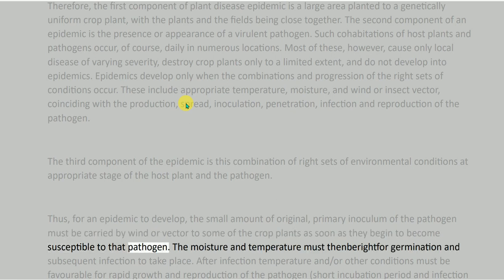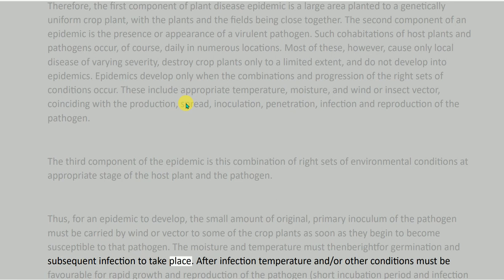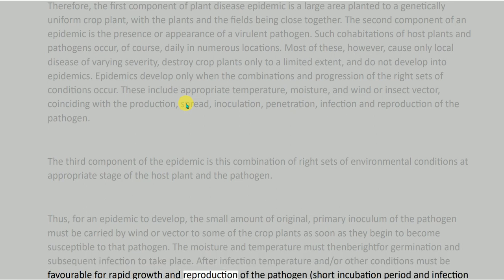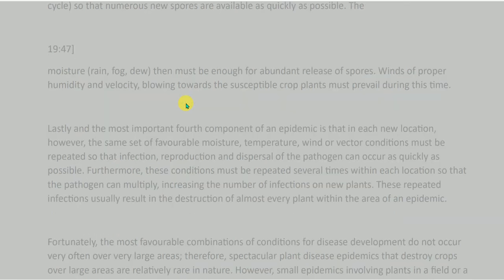The moisture and temperature must be temperate for germination and subsequent infection to take place. After infection, temperature and or other conditions must be favorable for rapid growth and reproduction of the pathogen, short incubation period and infection cycle, so that numerous new spores are available as quickly as possible. Moisture, rain, fog, dew, then must be enough for abundant release of spores. Winds of proper humidity and velocity, blowing towards the susceptible crop plants must prevail during this time.